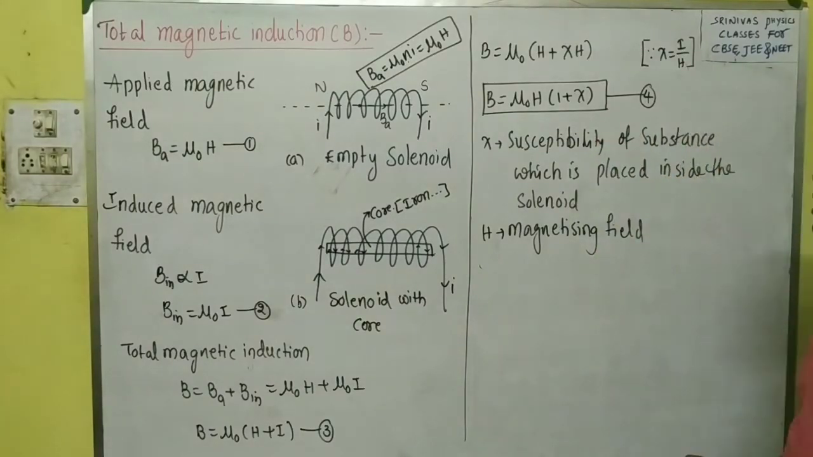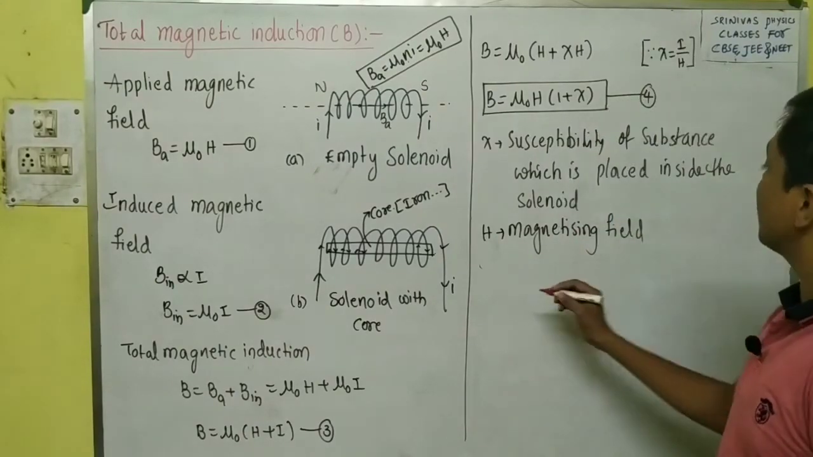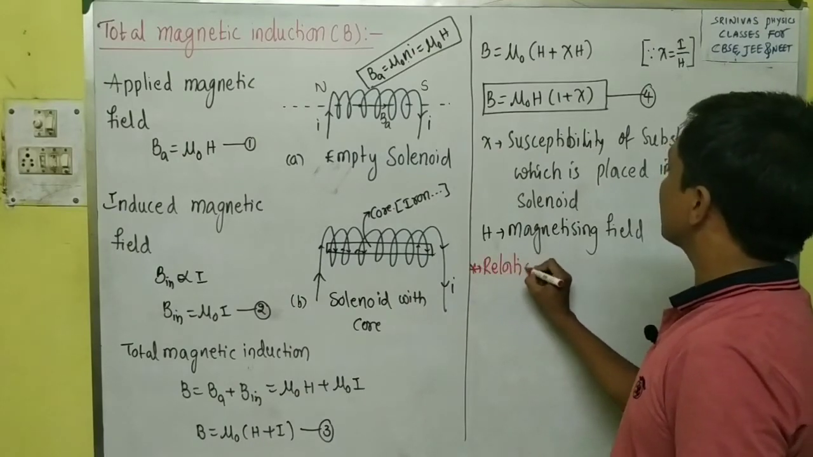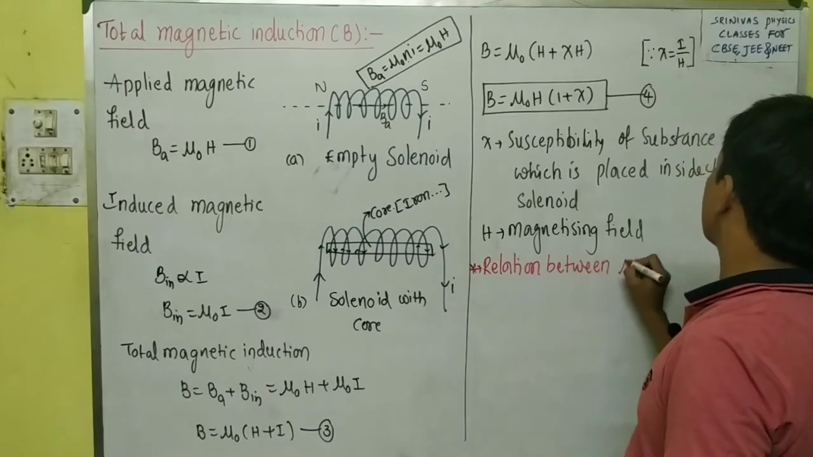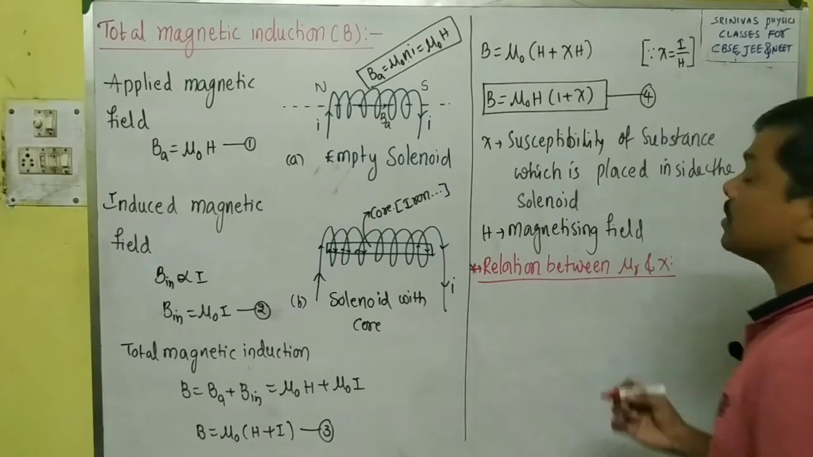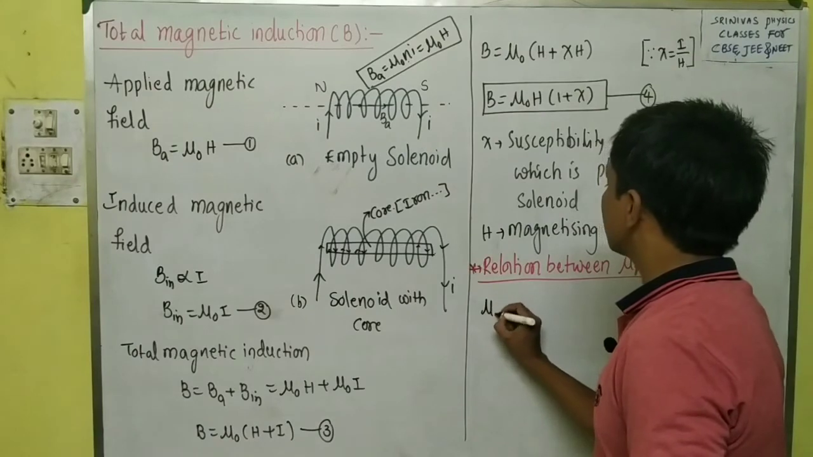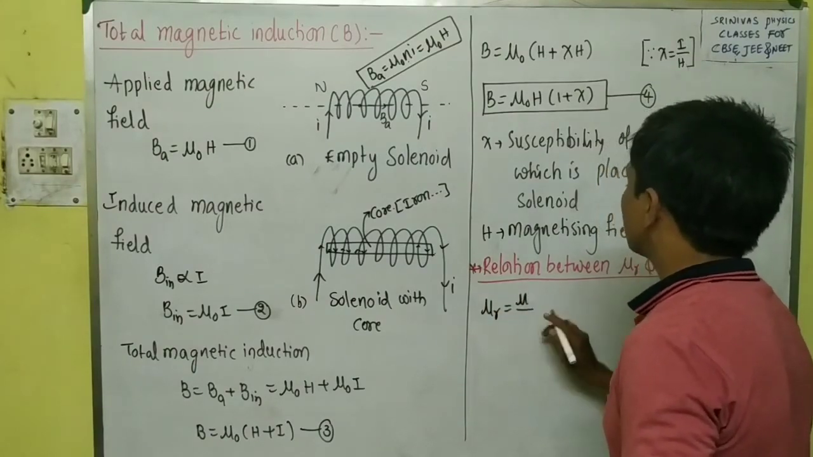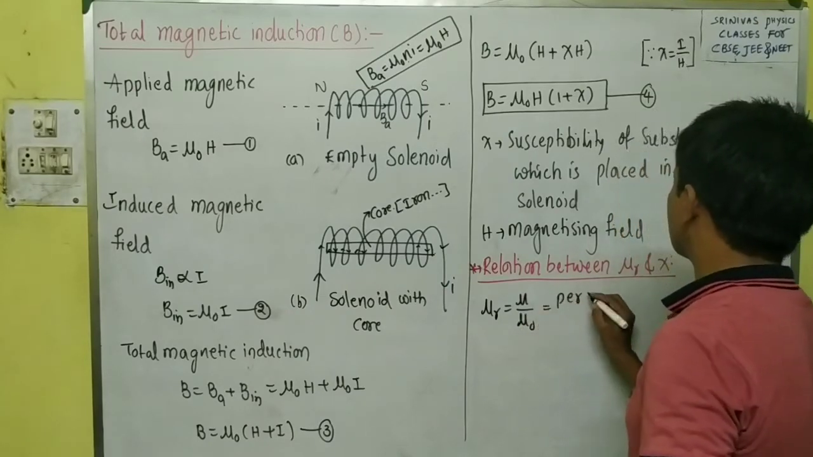Next I want one more thing, that is the relation between mu r and psi. I want the relation between mu r and susceptibility. This is very important. What is mu r in this? Mu r is the relative permeability, that is mu by mu naught.